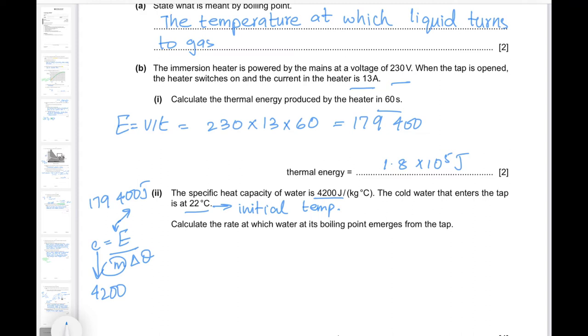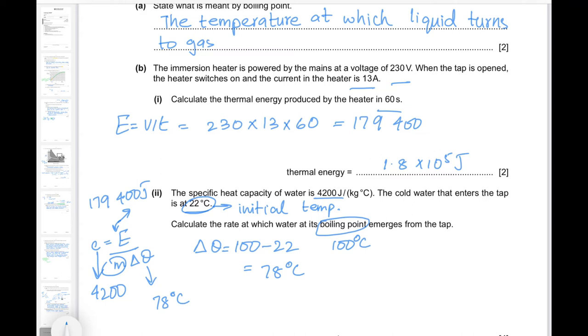Calculate the rate at which water at its boiling point emerges from the tap. So water emerges at its boiling point, which means the final temperature is 100 degrees Celsius. Using this, we can find out the change in temperature, which is final temperature minus the initial temperature, or the temperature at which water enters the tap. This would be equal to 78 degrees Celsius. So now we also know the change in temperature.